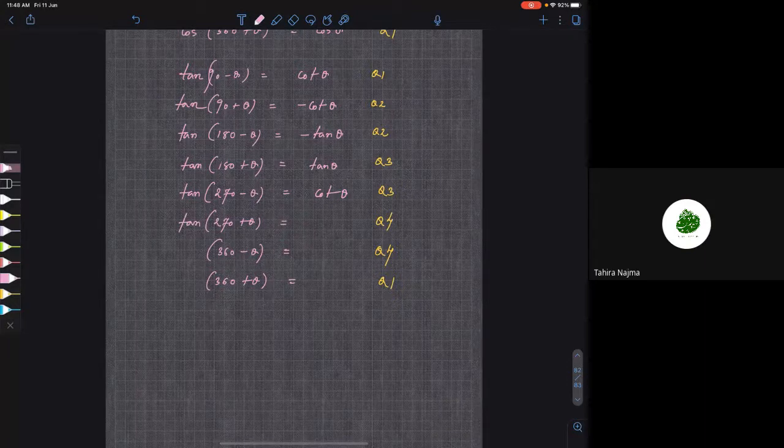Tan of 270 plus theta? Minus cot theta. Why? Because it is in the fourth quadrant, and in the fourth quadrant tan is negative. So tan of 360 minus theta is minus tan theta, and tan of 360 plus theta is the same as tan theta.